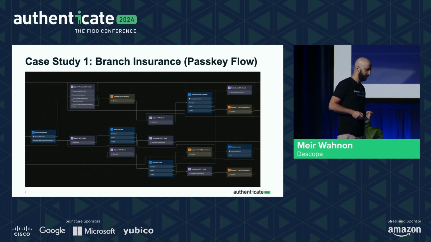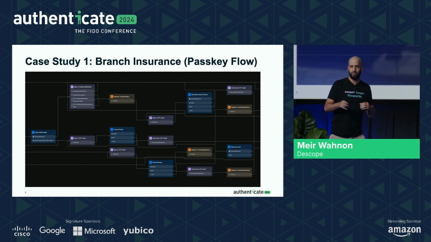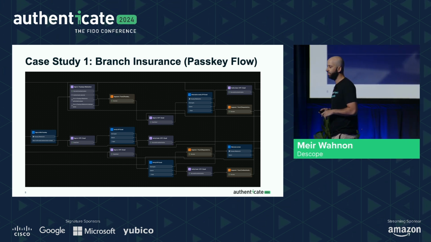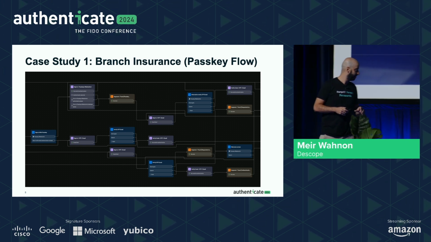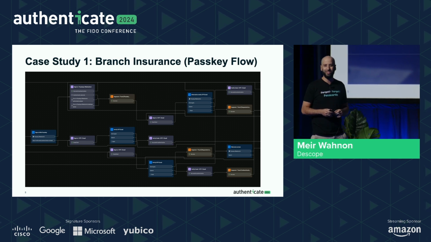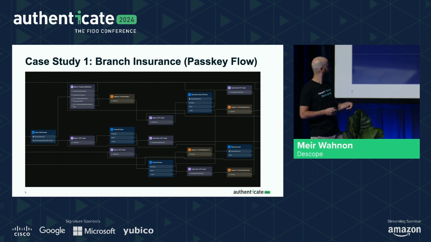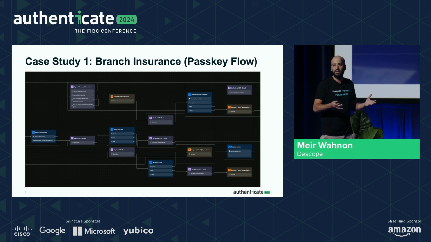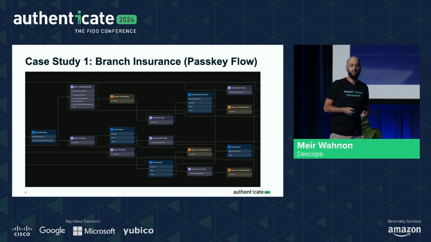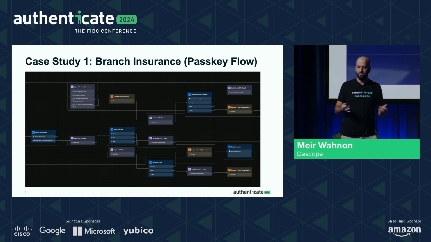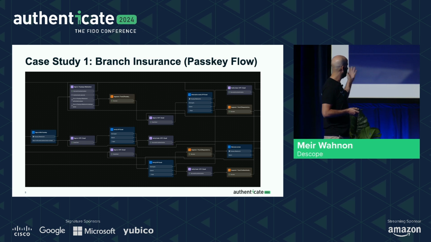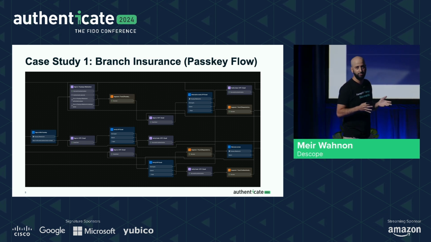So, just to give a notch on our platform, we are a low-code platform around authentication. You can see there is a workflow that is basically the authentication flow, and you can customize it. This is part of that authentication flow for Branch Insurance.